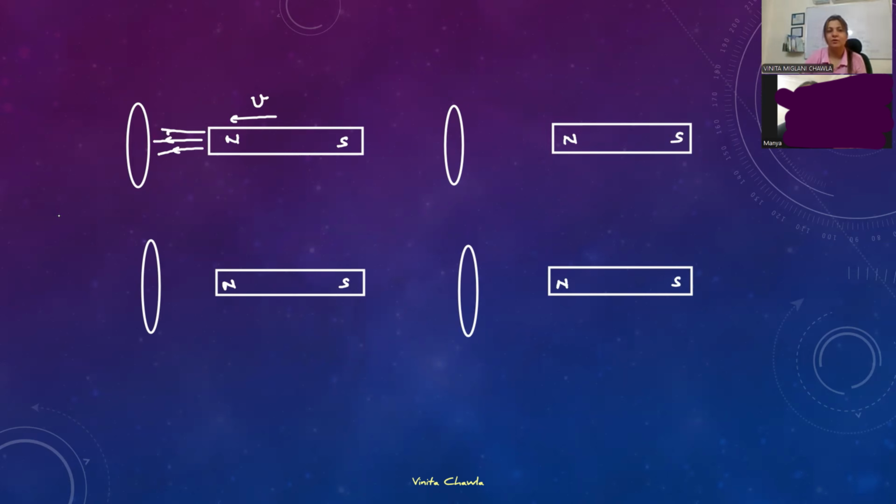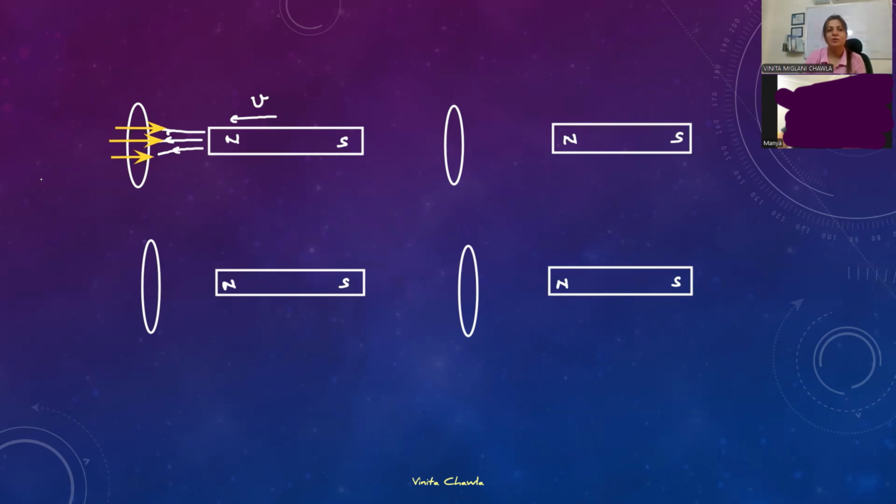what will happen? EMF will be induced in the coil because of the change in flux, current will be induced, and so there is a magnetic field induced in the coil, and this magnetic field opposes the change. So this is the direction of induced magnetic field.